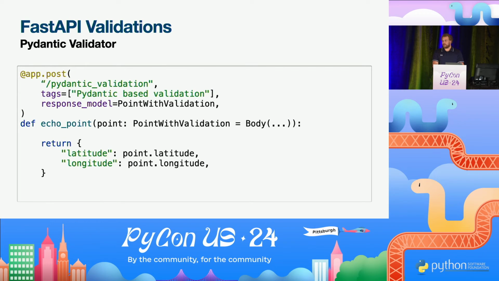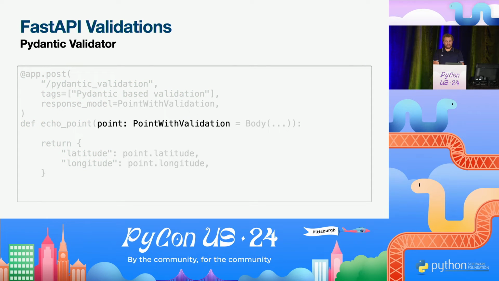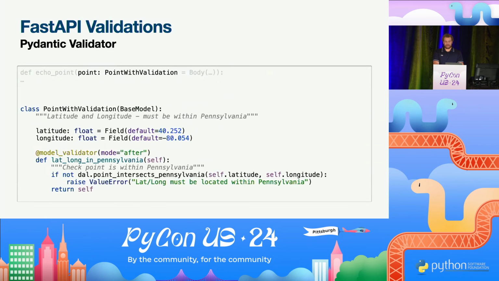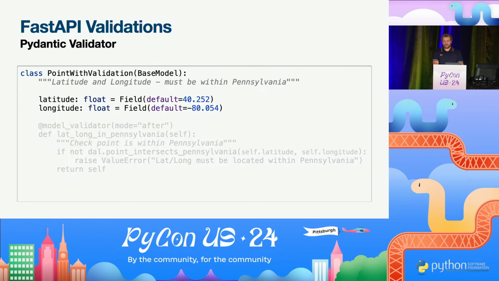If we look at doing the same type of thing using a Pydantic validator, we can see our endpoint looks something like this. Notice that inside of that app.post, we no longer are specifying any type of dependency. Instead, what we have here is this PointWithValidation. This PointWithValidation is going to be a Pydantic model that we have here. If we look at the first portion of it, we're just taking in a latitude, longitude. I specify some defaults to make my demo a little simpler. But other than that, nothing funky going on.